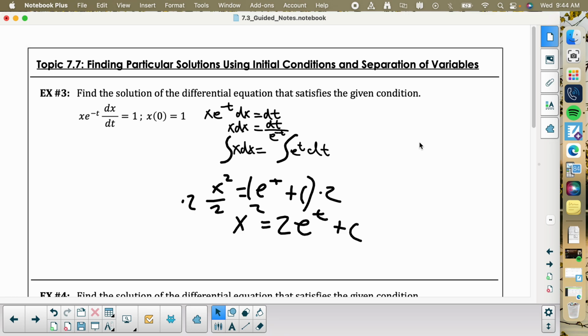Oh, Neela, are we done? They gave us more information. Oh, they did, yeah. So we found the general solution, but it definitely tells us that's not what we were trying to find. We're trying to find C. How do we find C? Plug in the numbers. Yes.